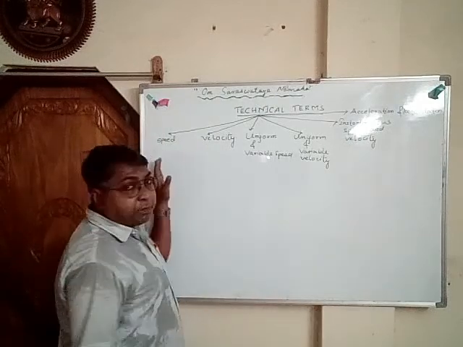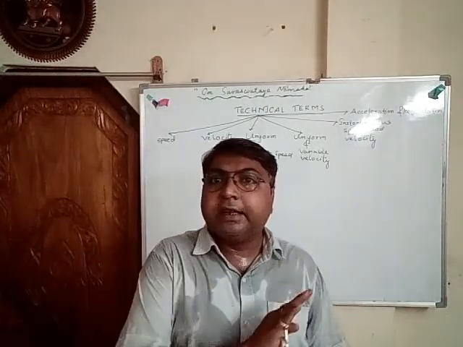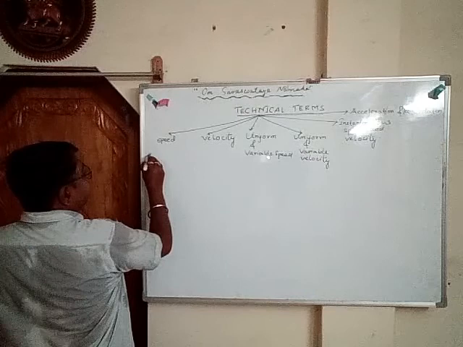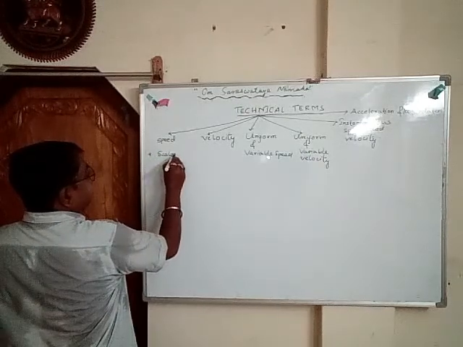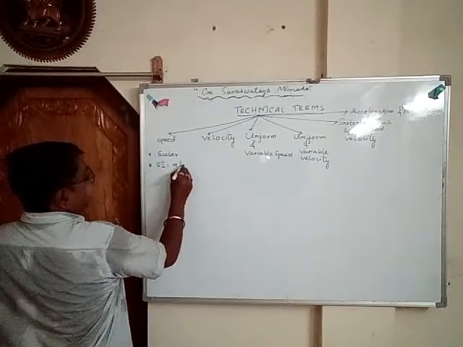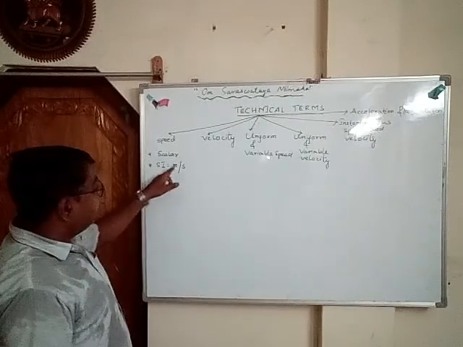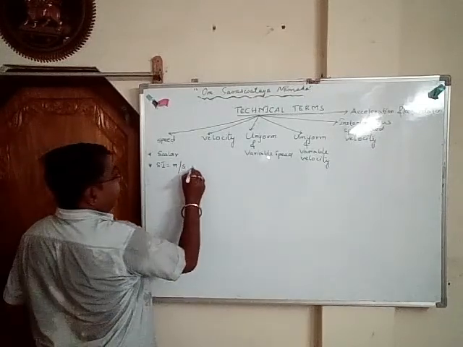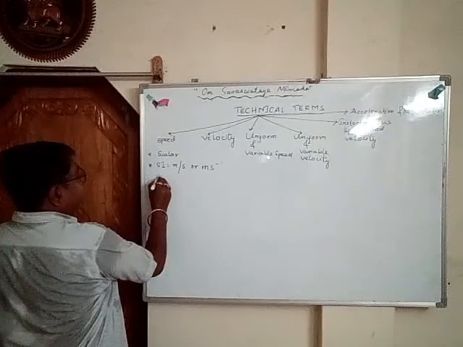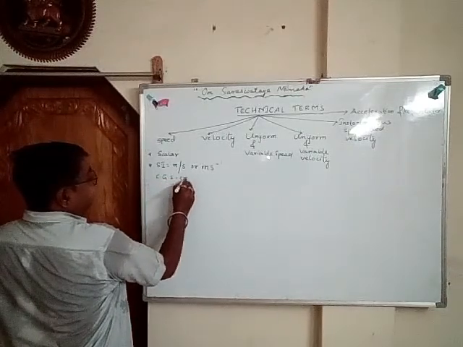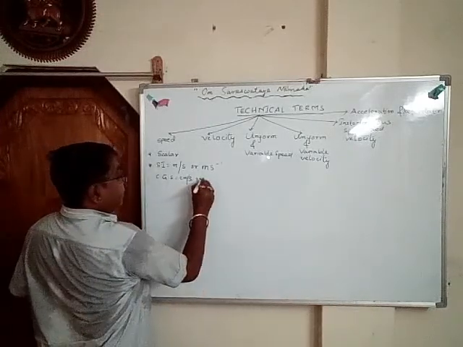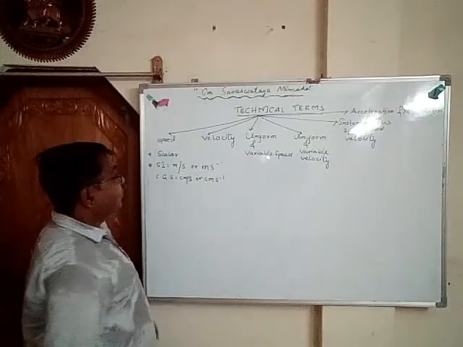As far as the nature of speed is concerned, it is a scalar quantity, it doesn't have any direction. So I am writing over here, speed is a scalar quantity. The SI unit of speed is meter per second, m/s. You can write it in this manner, or you can write ms to the power minus 1. The CGS unit is centimeter per second, cm/s or cms to the power minus 1.